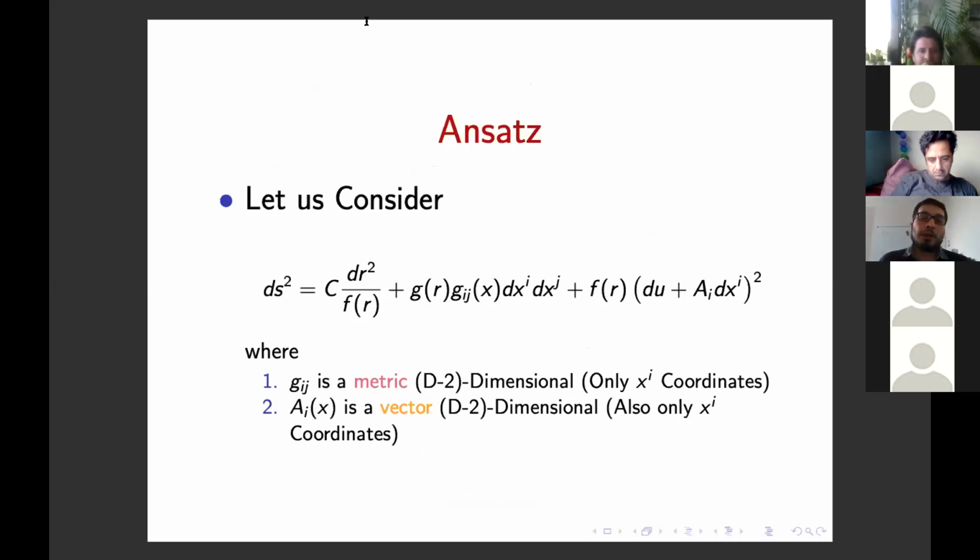Okay, let us consider the following ansatz for the answer to the question, where C is a constant, g and f are functions, g is a metric in d minus 2 dimensions that only depends on these coordinates x, and A is a vector in d minus 2 dimensions that also depends on these coordinates.